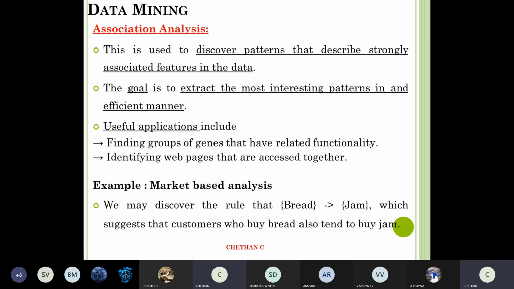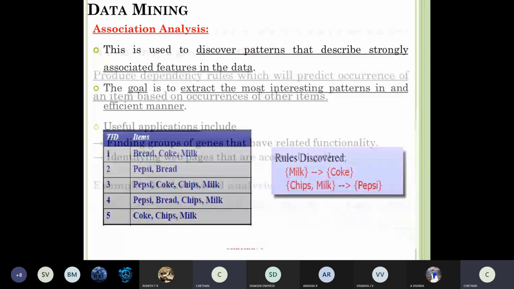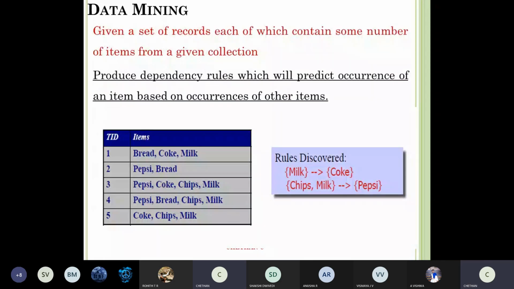What is an example? Market-basket analysis. People who are buying bread, there's always a good probability that you are buying jam or milk too, based on your preferences of eating things, which suggests that the customers who buy bread also tend to buy jam with it. This is an example that people can easily make out.